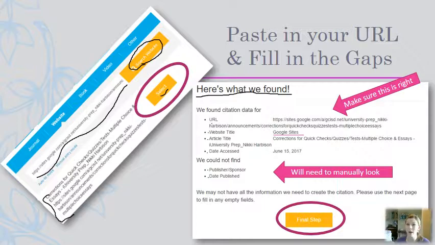So you always have to go back and manually look at the site you're citing to make sure that that information can't be found somewhere. Also, double check the information it says it found automatically, because sometimes that's not right. For example, the website title is not Google Sites. So that's something that we'll need to fix, and you can do that in the next step. So you're going to click Final Step.